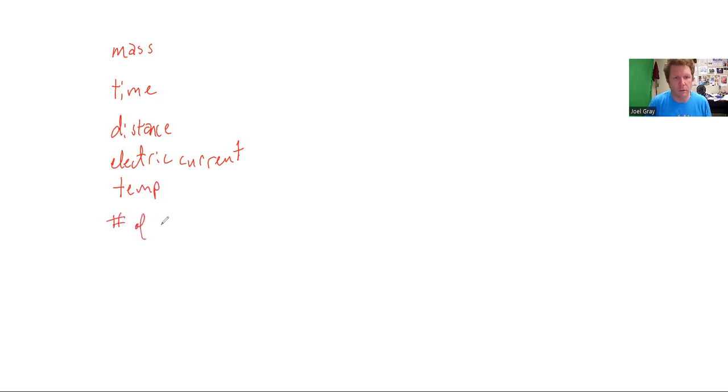Now, whenever you're doing any sort of scientific experimentation, you're probably observing a handful of different things. You're maybe observing the mass of a substance. You're maybe looking at the time that a process takes, the distance that something travels, or the electric current being conducted. Not an electrical engineer, so I might be using the terminology wrong. The temperature of a substance or the temperature of a process, number of particles, and last but not least, the light intensity of a substance or the light intensity of a reaction.